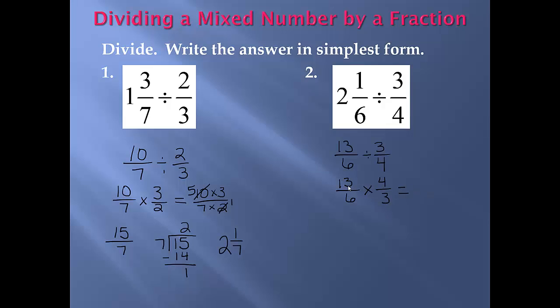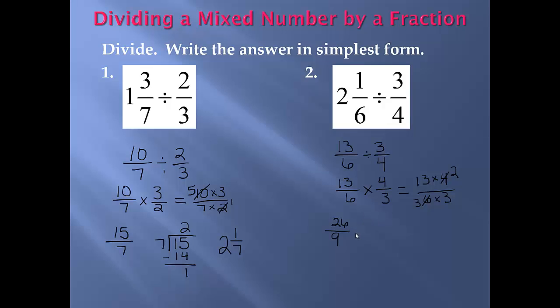Now we can multiply across, so we have 13 times 4 for the numerator, and we'll have 6 times 3 for the denominator. Our next step is to see if we can simplify. We can divide both 4 and 6 by 2. So 4 divided by 2 is 2, and 6 divided by 2 is 3. Now we can multiply. 13 times 2 equals 26, and 3 times 3 equals 9. So we will get 26/9.